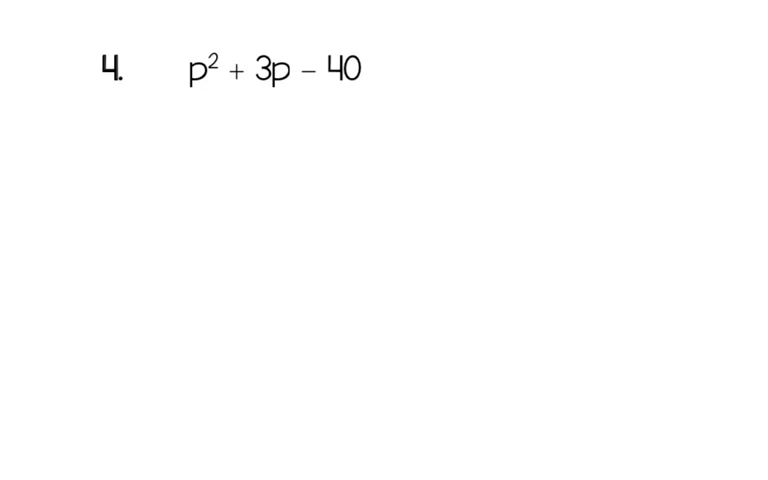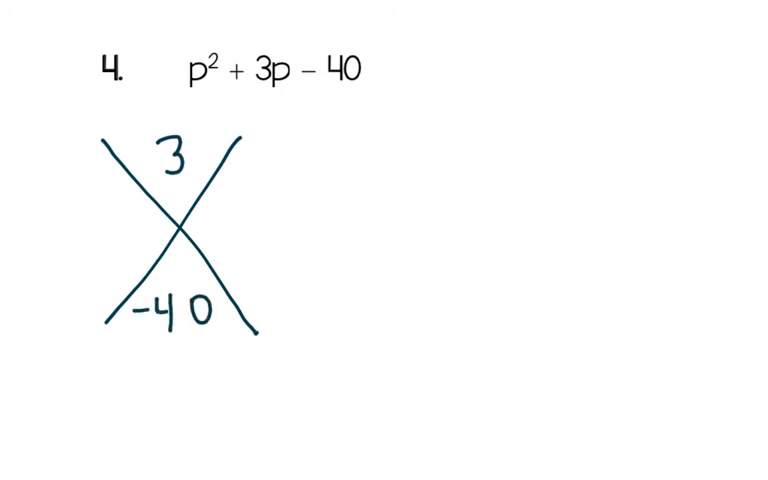Okay, you should have checked for a GCF. There is no GCF, so I'm going to put 3 right there and -40 right there. List your factors of 40. 1 times 40, 2 times 20, 4 times 10, 5 times 8, and then it kind of repeats back, so 8 times 5 and 10 times 4, so we don't need to do any more.